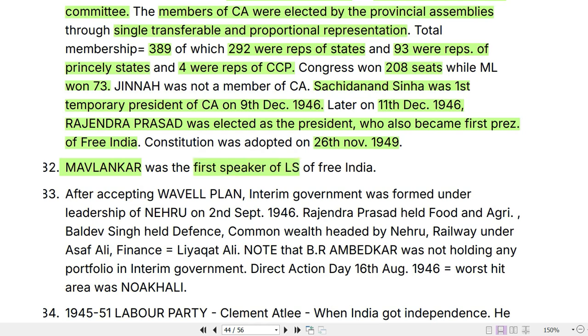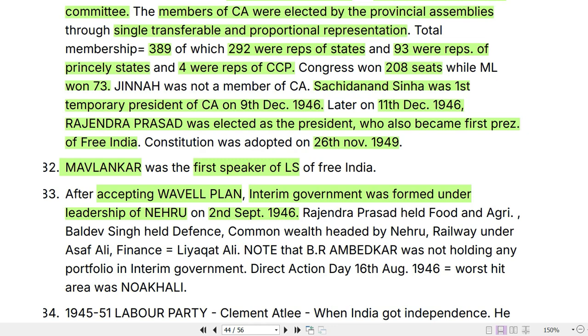After accepting the Wavell Plan, interim government was formed under leadership of Nehru on 2nd of September 1946. You should remember this date because this is the day on which the interim government was formed under the leadership of Nehru, and Wavell Plan was actually accepted. So only after accepting the Wavell Plan, interim government was formed under the leadership of Nehru on 2nd of September 1946. Rajendra Prasad held food and agriculture.